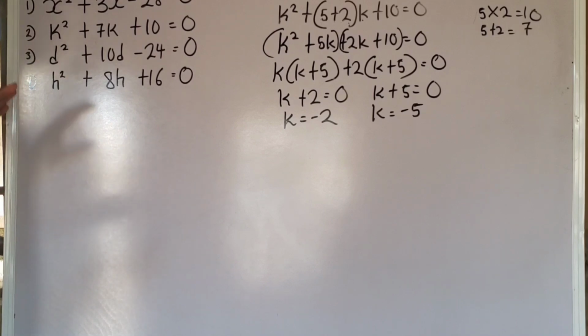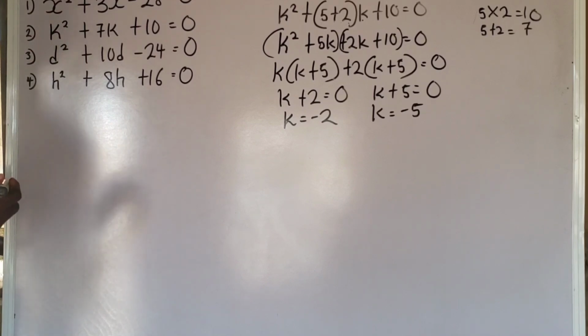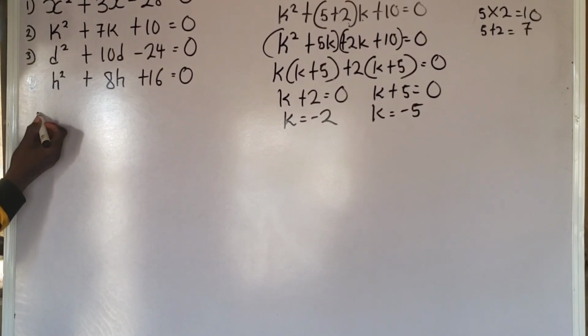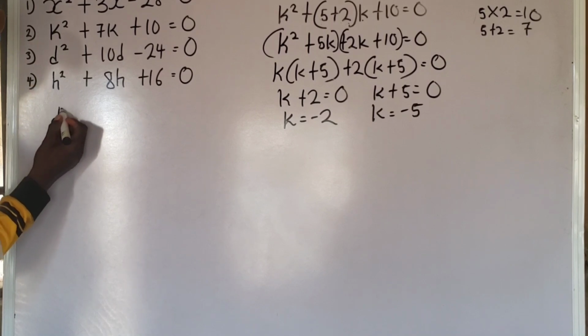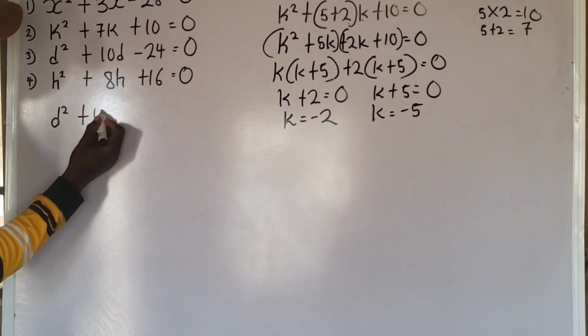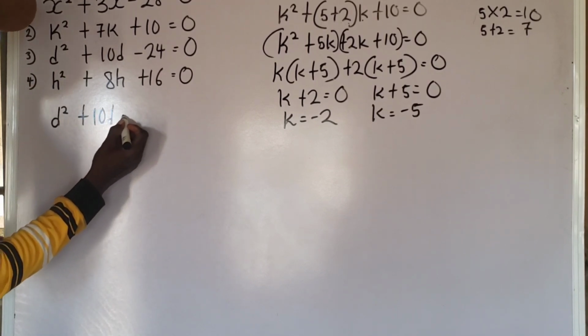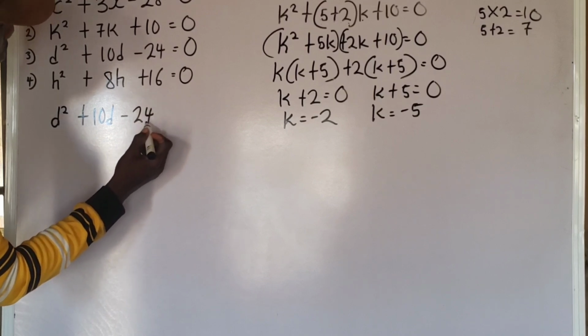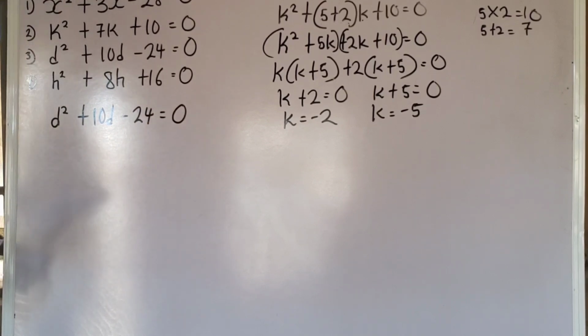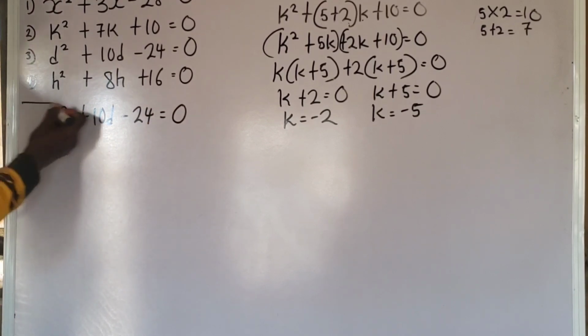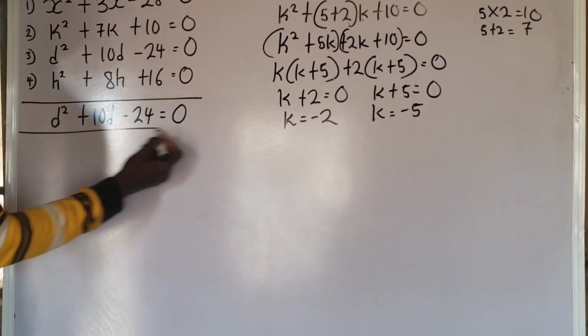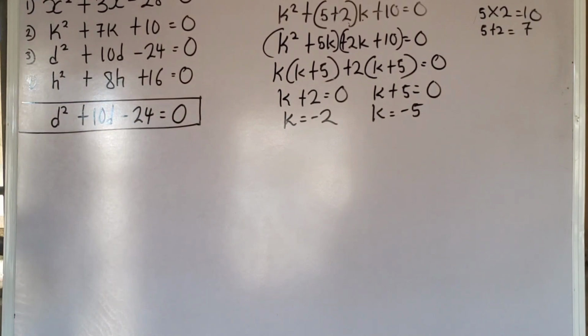Okay, now let us do the third question. The third question is d squared plus 10d minus 24 equals to 0. Now, how do we solve this quadratic equation?